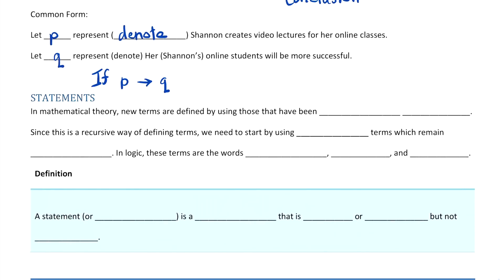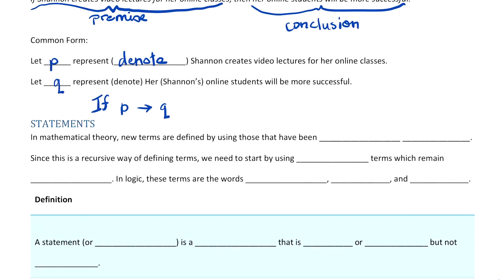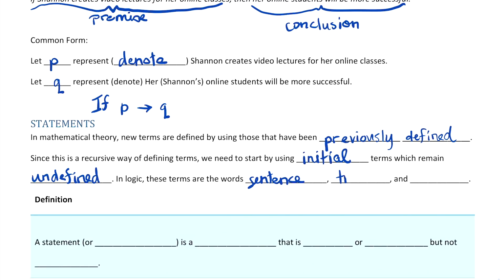All right, well, I just spoke the word statement. So in mathematical theory, new terms are defined by using those that have been previously defined. Since this is a recursive way of defining terms, we need to start by using initial terms, which remain undefined. So we're kind of taking this on faith. In logic, these terms are the words sentence, true, and false.